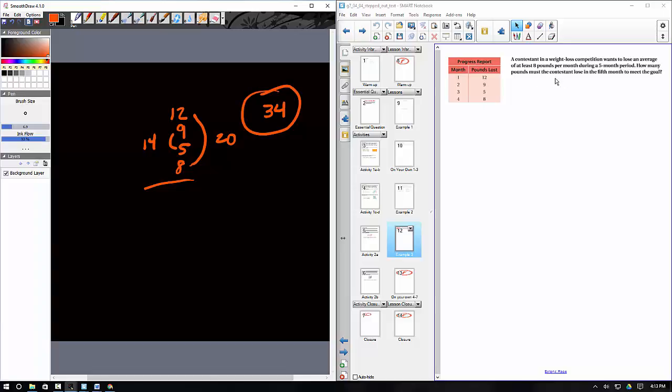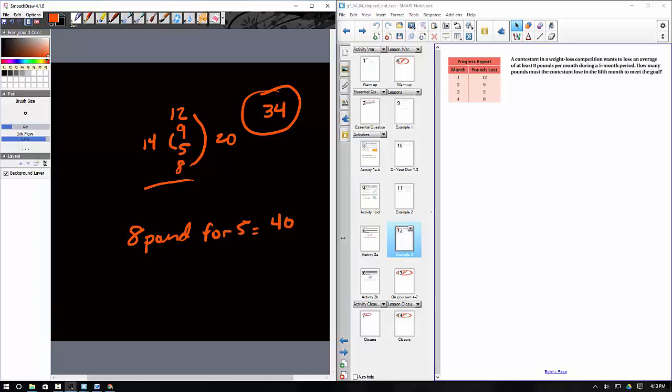Now it says, how many pounds must a contestant lose in the 5th month? Well, if it's 8 pounds per month for 5 months, let's just figure out what the total number should be. It's 8 pounds for 5 months, right? So how much would that be? 8 times 5 is 40.